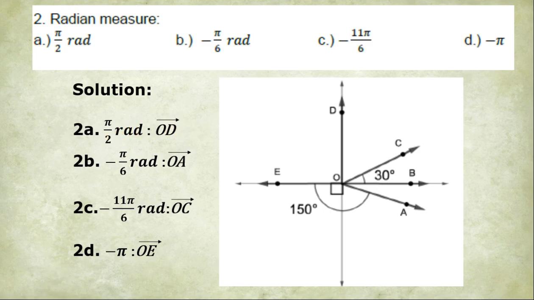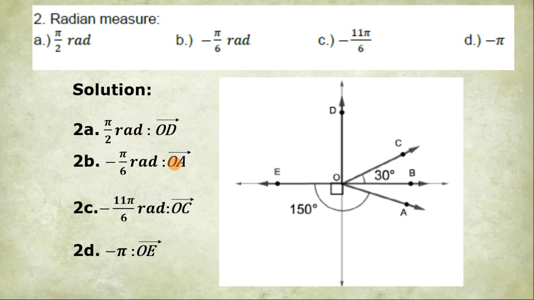For letter B, negative pi over 6 radian. So since it's negative, we move it here. And we know that 30 degrees, this is 30 degrees here, and 30 degrees is equivalent to pi over 6. The only difference here is that this is negative 30, and negative 30 is actually equal to negative pi over 6 radian. So OA is the terminal side.